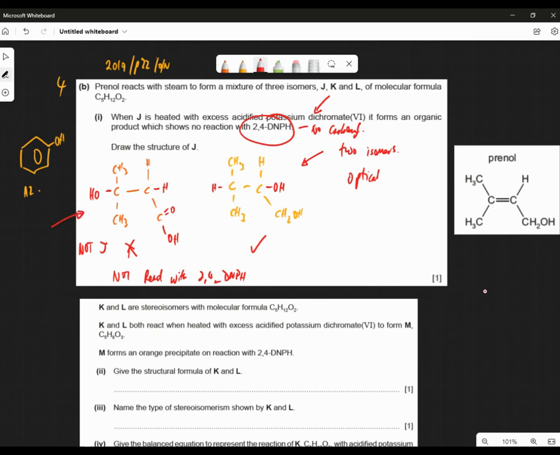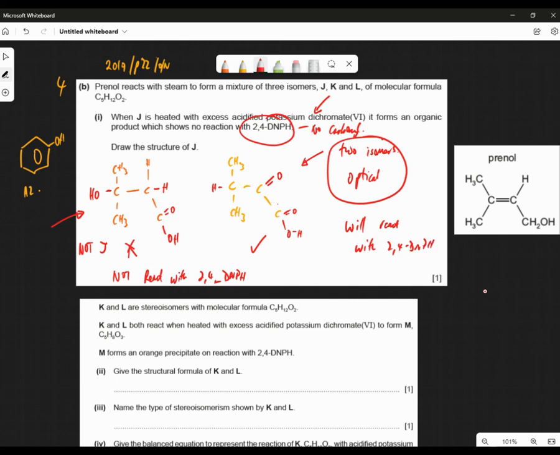Now, let's have a look at the other one. If I react this with acidified potassium dichromate, this bit's going to form my carboxylic acid, and this is a tertiary alcohol again, and this will not form. Is it? No, it's a secondary, isn't it? Because there's an H there. Sorry about that. My cold is getting the better of me. So this is a secondary. So this will form a ketone. So both of these optical isomers will react with 2,4-DNPH.